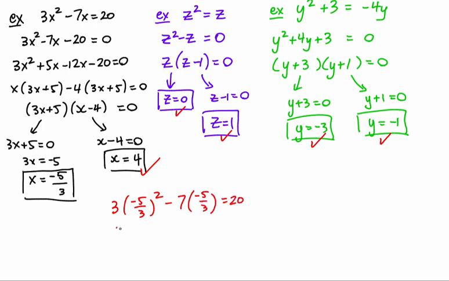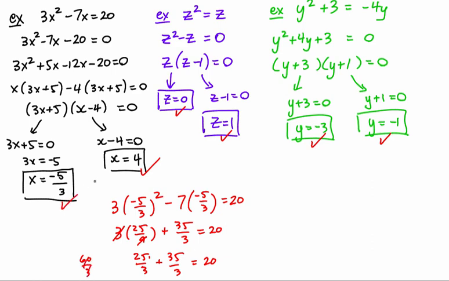So I'll square this one, so 3 times 25 ninths. And negative 7 times negative 5 thirds is plus 35 thirds. Is that 20? And this 3 and this 9 can cancel. So 25 thirds and 35 thirds, is that 20? And 25 plus 35 is 60 thirds. So 60 over 3, that is 20. And so this one works as well.